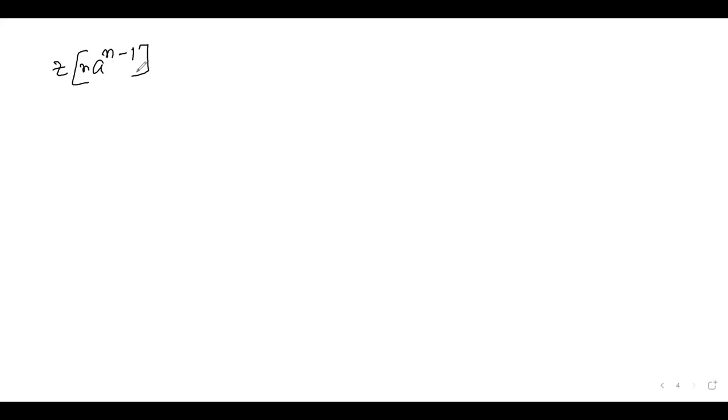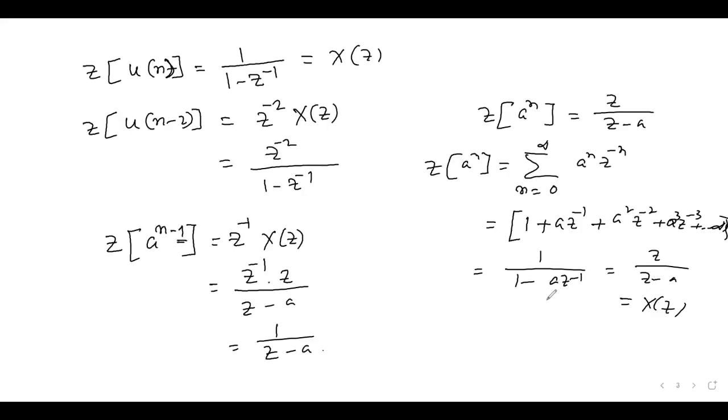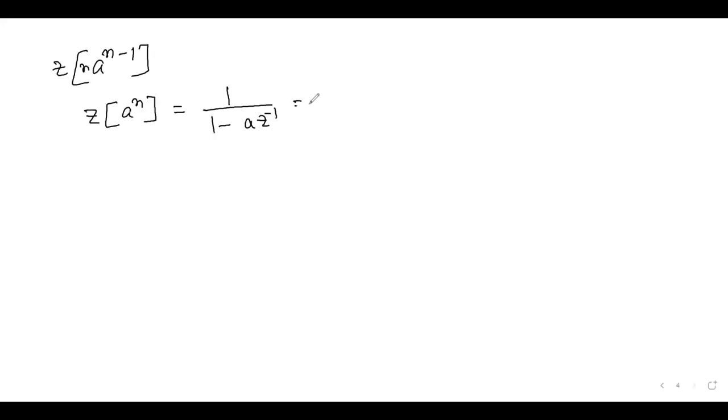Using the property, what will be the Z transform of n into a to the power n minus 1? First, you know the Z transform of a to the power n. What is that? It is 1 by 1 minus a z inverse. We did this a little while ago. Now this is say X of z.